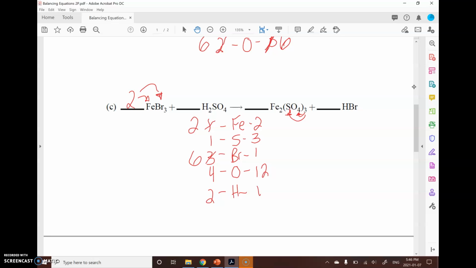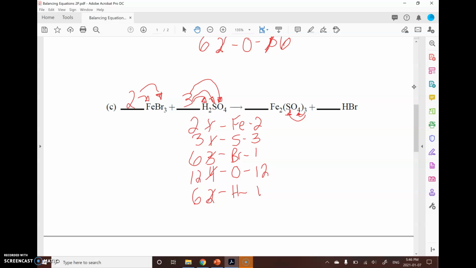Sulfur. I have 3 on this side, but I don't have 3 on this side. So I'm going to put a 3 here, and that's going to multiply the sulfur, so I'm going to have 3. But it's also going to multiply the hydrogen, so now I have 6. And that 3 is going to multiply the oxygen, so now I'm going to have 12. All right, so our irons are balanced, our sulfurs are balanced, but our bromines are not balanced.